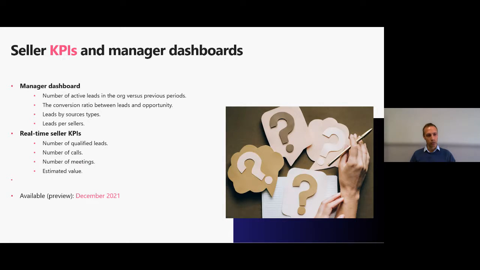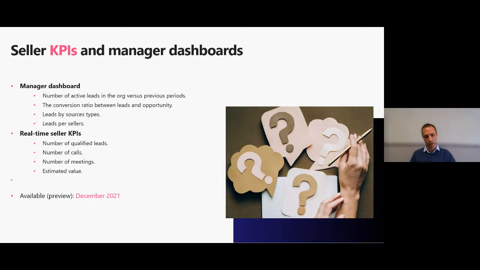actually one manager dashboard and one real-time sellers KPI. The manager dashboards will have stuff like number of active leads in the organization versus previous periods. That was usually a common request, to have some kind of parallel data analysis. You will see the conversion ratio between leads and opportunities. You will see leads by sources, by sellers.